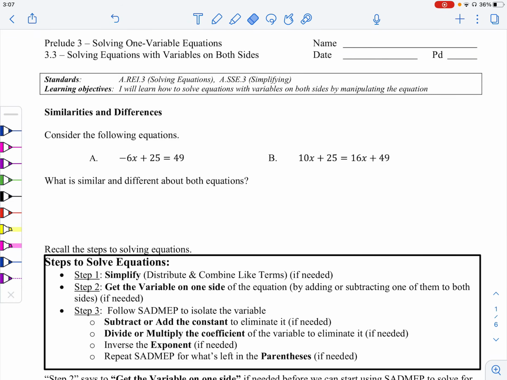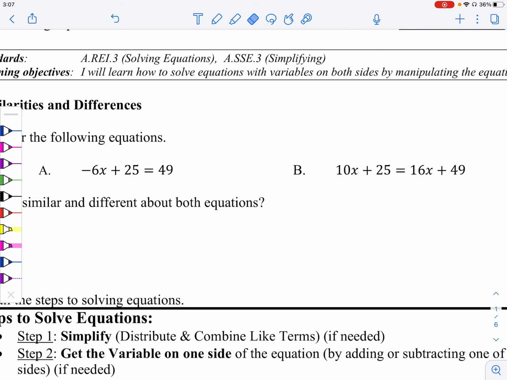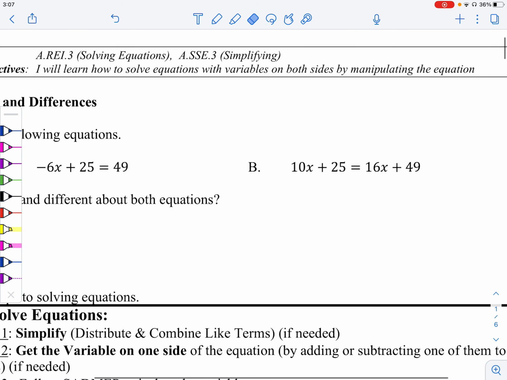This is 3.3, solving equations with variables on both sides. We have our two standards, right? Solving equations and simplifying. And today we're going to learn how to solve equations with variables on both sides by manipulating the equations. So including our simplification along with solving equations in here.